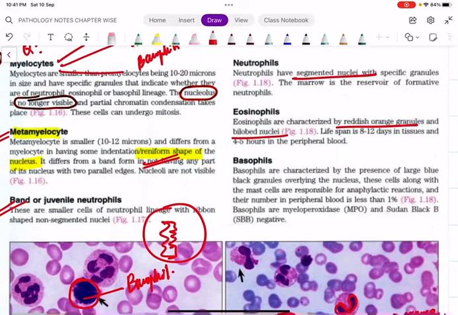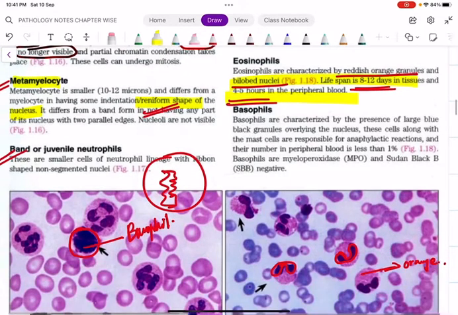And remember, the lifespan of eosinophils in tissues is around 8 to 12 days and 4 to 5 hours in the peripheral blood. This has been asked a few years back in JIPMER. Then basophils, remember, are usually present in less than 1%. In your peripheral blood smear examination for your practicals, the only cell that we say is almost 0% or not present is the basophil. Whenever basophils are present, we will always think of some abnormalities.